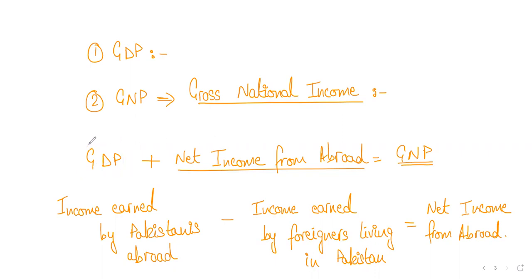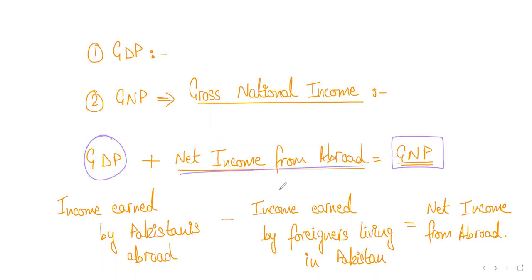The problem with GDP is that it includes the income of all the people who are living in Pakistan, whether they are Pakistani nationals or not. GDP includes income of everyone within the borders of Pakistan. Now, gross national product, or sometimes we say gross national income, has a different focus. It only wants to calculate the income of Pakistanis. So in that case, in GDP, we add net income from abroad.